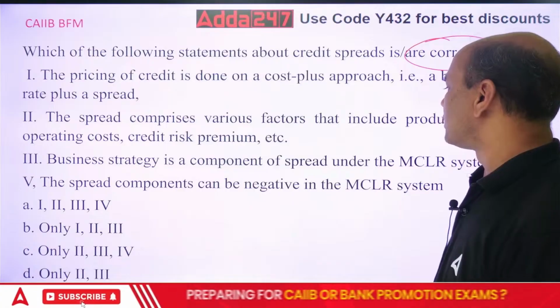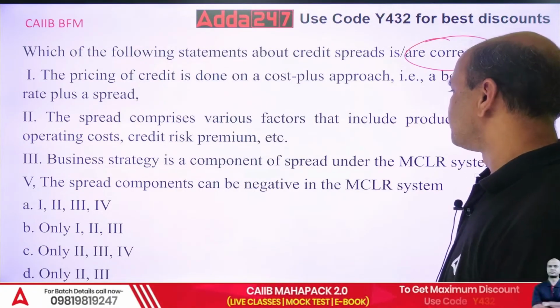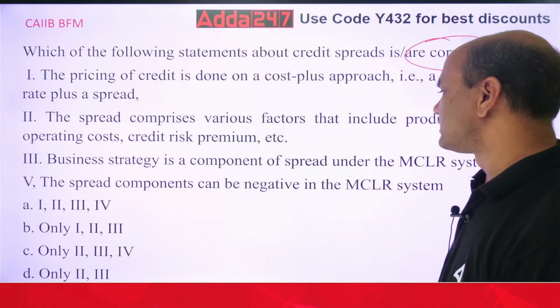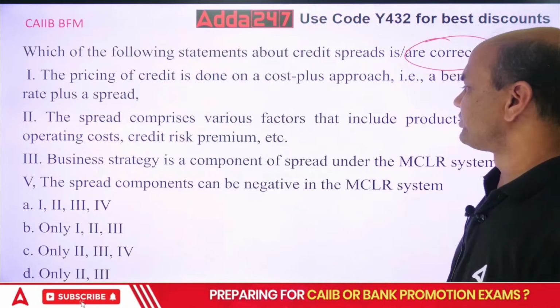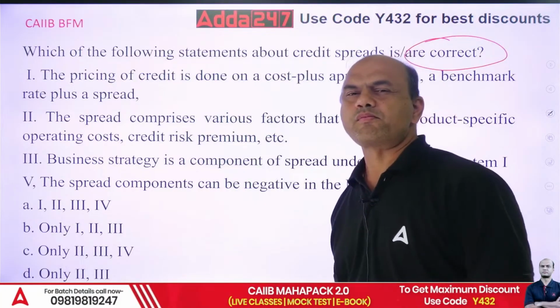Business strategy is a component of spread under the MCLR system. And the last one, the spread components can be negative in MCLR. So which ones are correct?